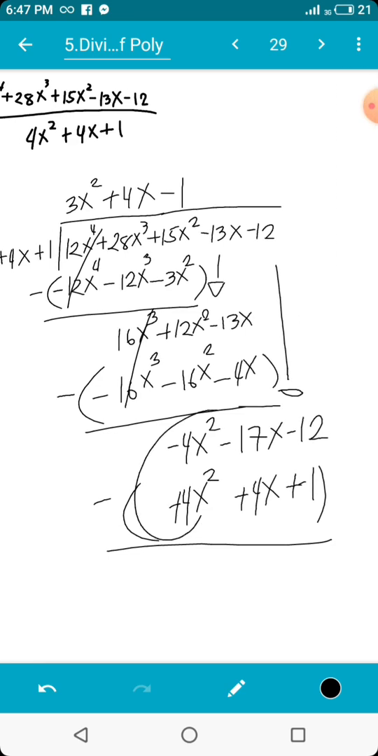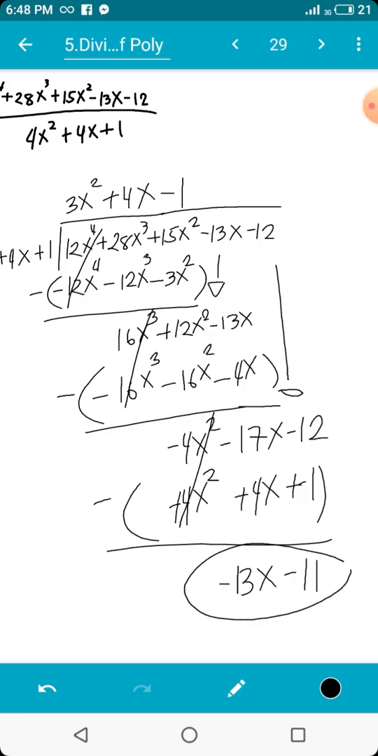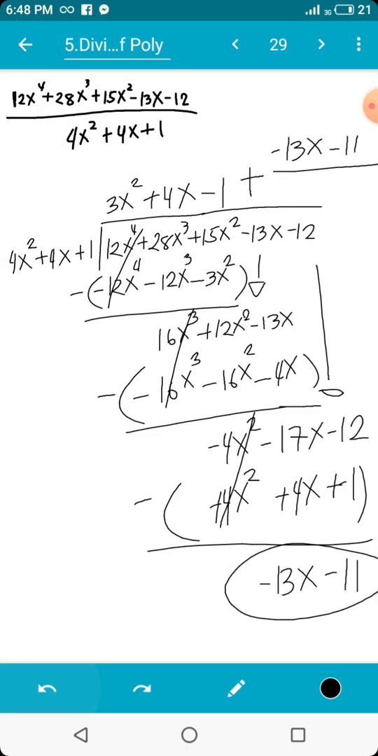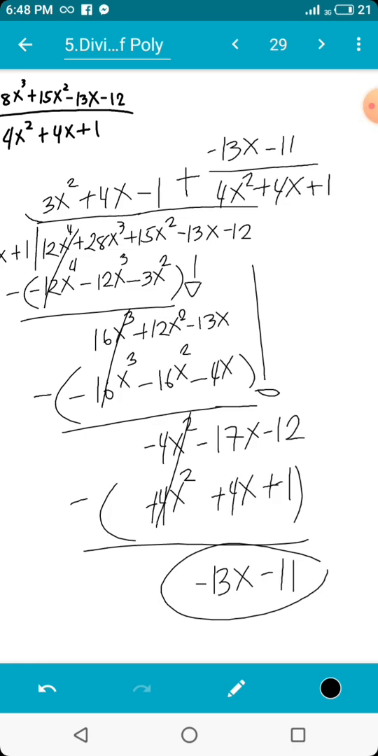Okay, so we have here negative and positive 4x squared, so canceled. Negative 17x and positive 4x, so that is negative 13x. Negative 12 and positive 1, we have negative 11. Okay? So, hindi siya naging 0, ibig sabihin, meron tayong remainder. And ilalagay natin siya dito sa quotient natin. So, may remainder tayong negative 13x minus 11. And yung magiging denominator niya is yung ating divisor. Okay? Na 4x squared plus 4x plus 1. Okay? So, yung ating quotient ay ito. Alright?